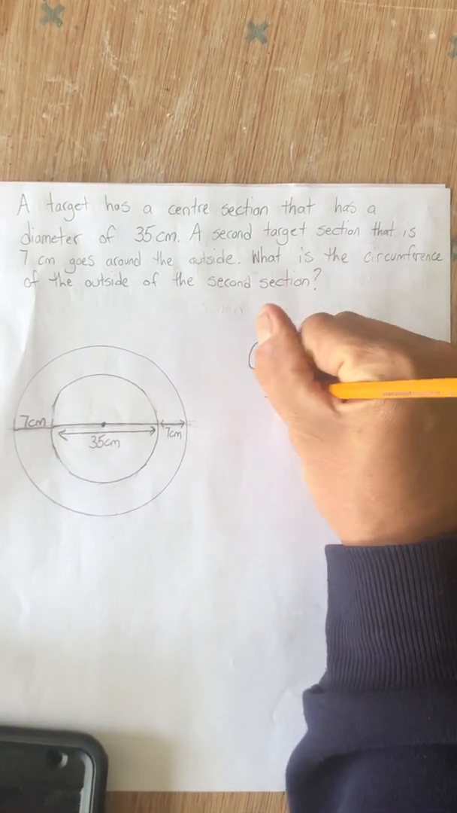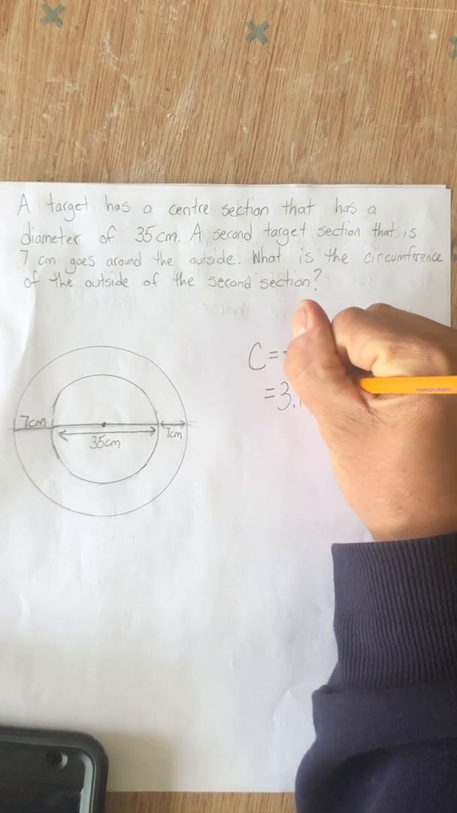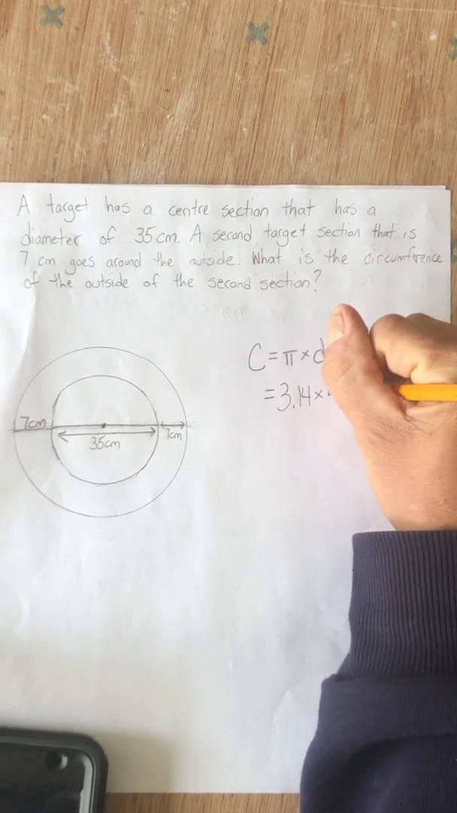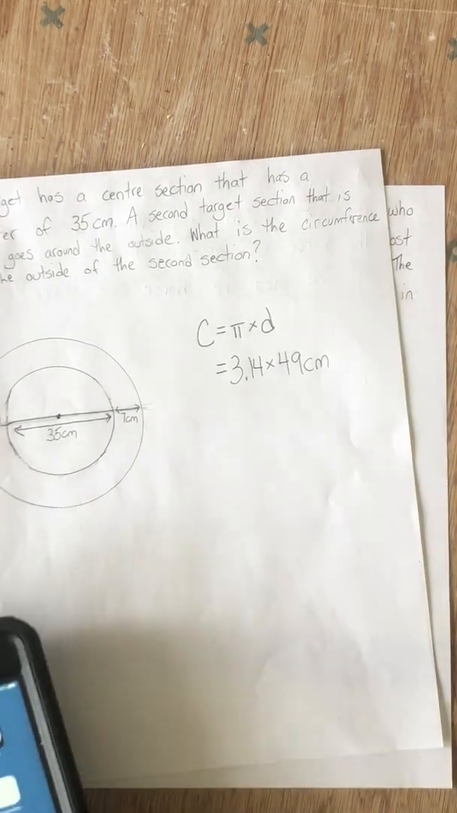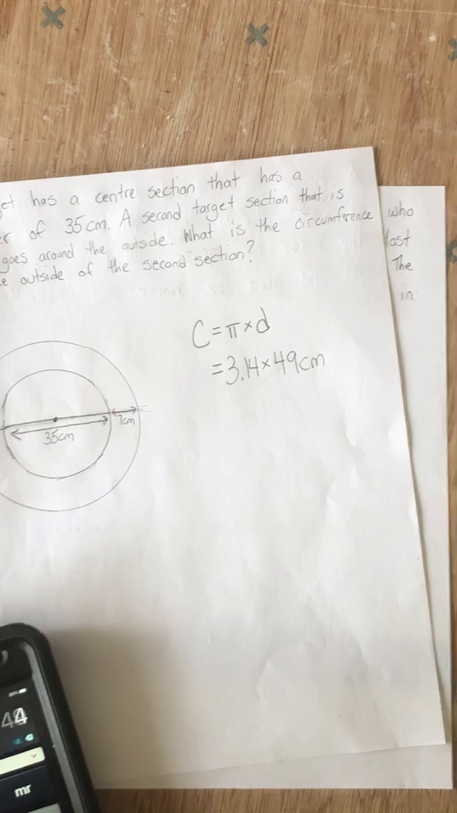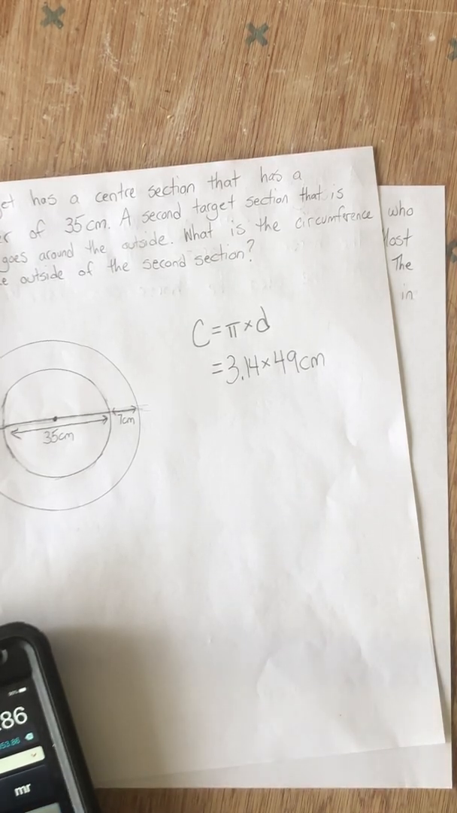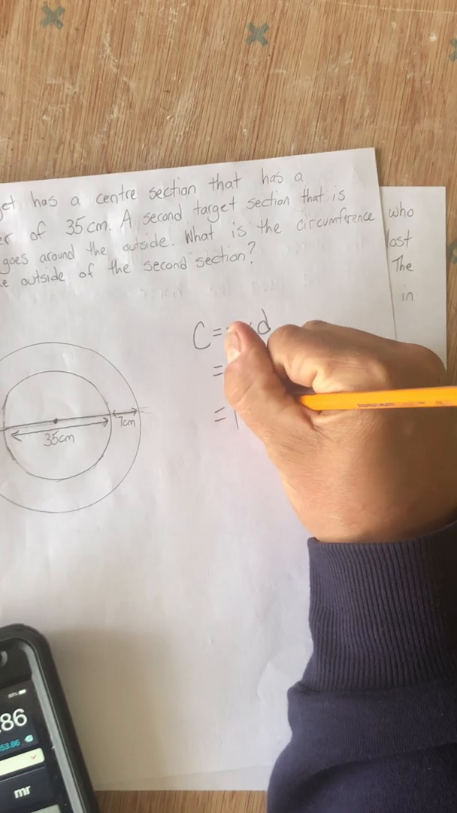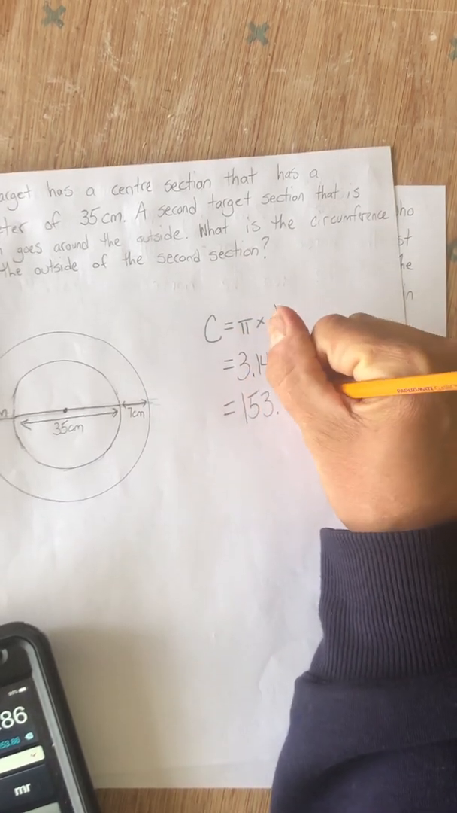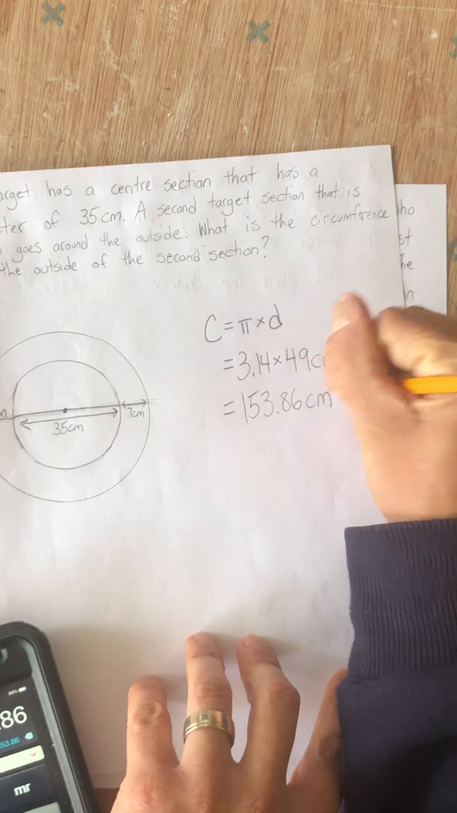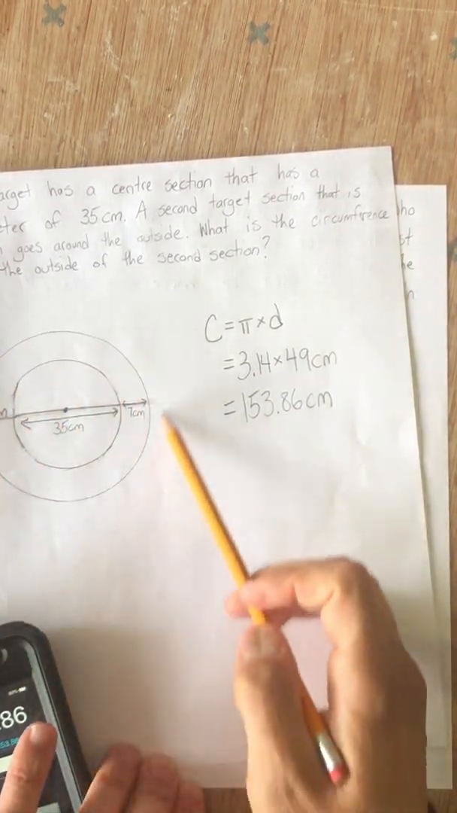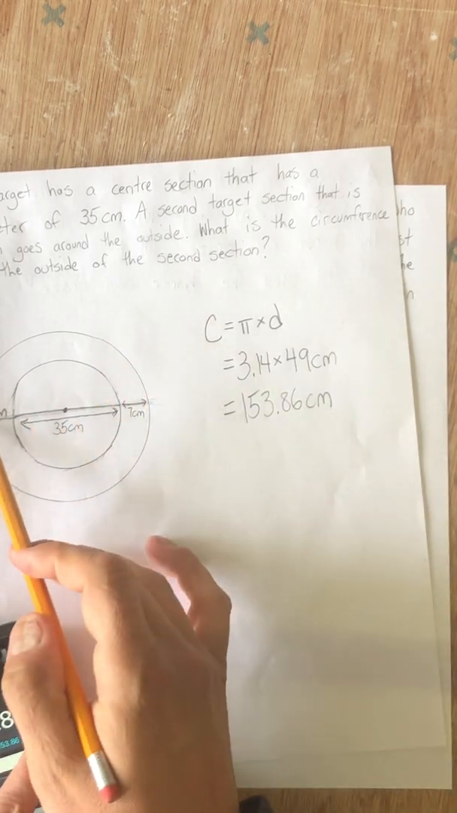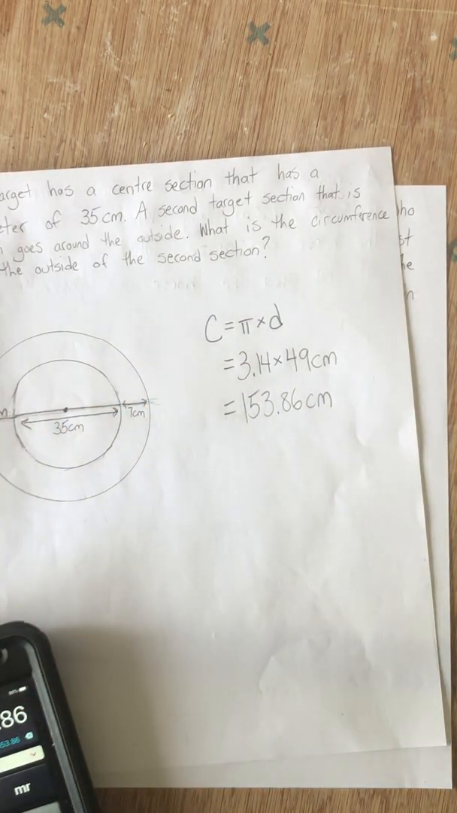So now that I have that, I just sub it into my equation. So it's 3.14 times 49 centimeters. Okay, and let's see what that is. 49 times 3.14 is 153.86 centimeters. Okay, so that's the circumference of this outer section. So when you're asked a question like that, you just have to first find the diameter, multiply it by pi, and that will give you the circumference. Okay, so that's our first one.